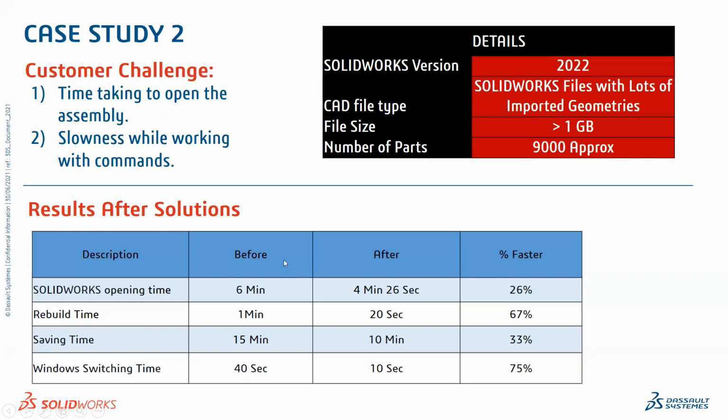So before and after, you can see it was taking 6 minutes previously. Now after the modification, it is just taking 4 minutes 26 seconds. It means 26% faster. You can see how effective the solutions we implemented are here. Almost 75% faster opening time we have seen. During window switching, when you have to wait, sometimes it will test our patience, right?